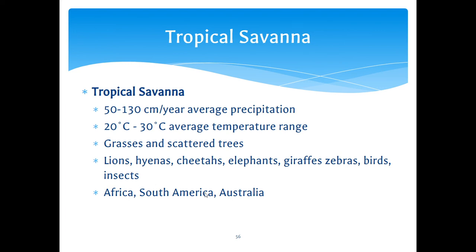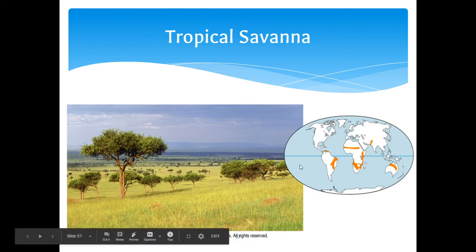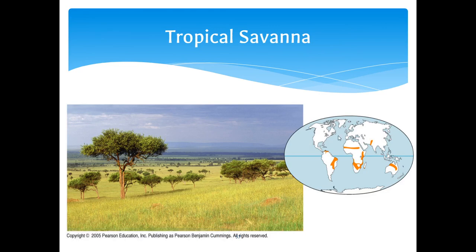Africa, South America, and Australia. So this is what the savanna would look like. A few scattered trees, whatnot, big open plains for things to hide. Easy for lions to hide out in the grass, stalk their prey. We don't have a whole lot of that here in the United States because there is none. We just don't have the warm temperatures.